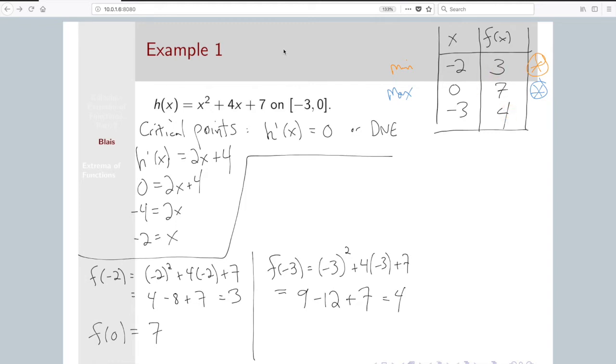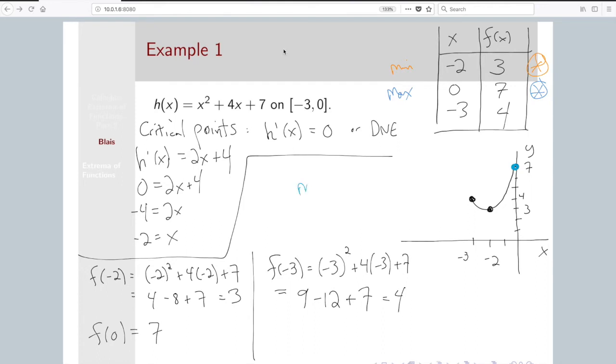And if we want, we can get a little bit of an idea of what the graph looks like from these points that we just found. So we know it goes through the point (0, 7). And then we have (-2, 3). And then we have (-3, 4). So we know our function looks something like this, and we identified that its maximum value happens here at 7.